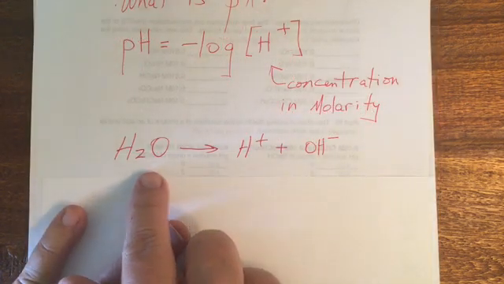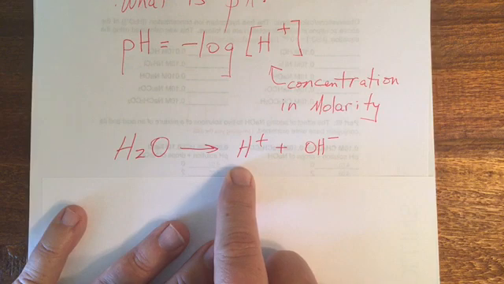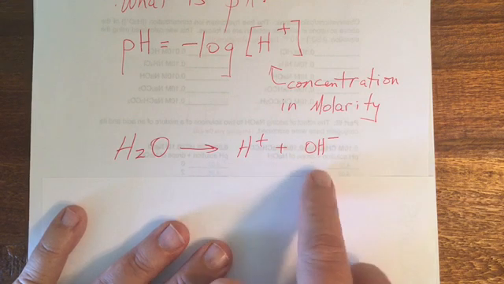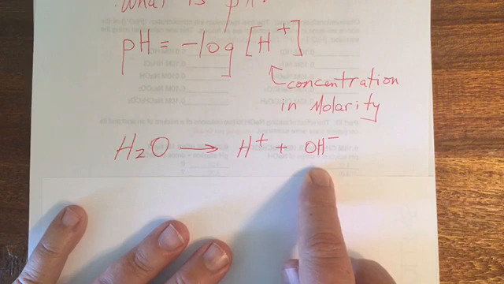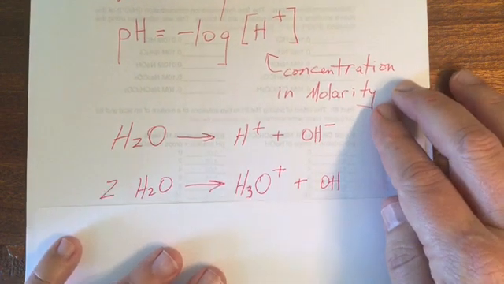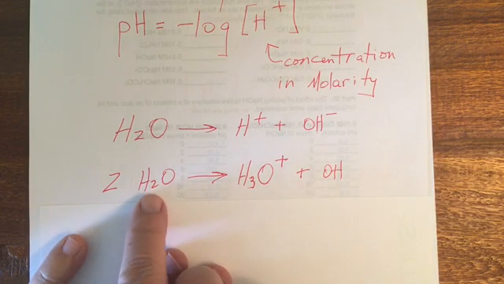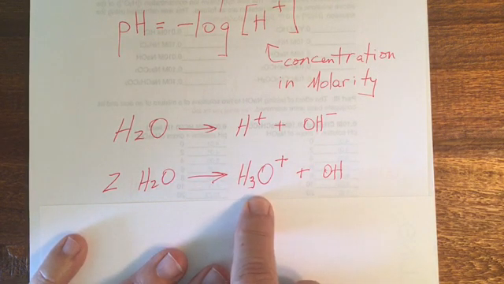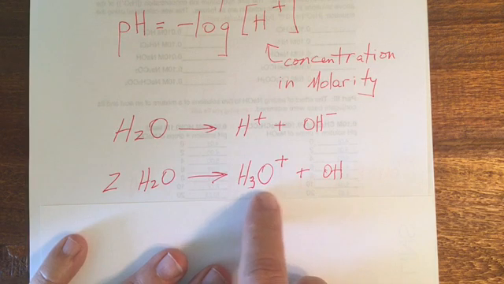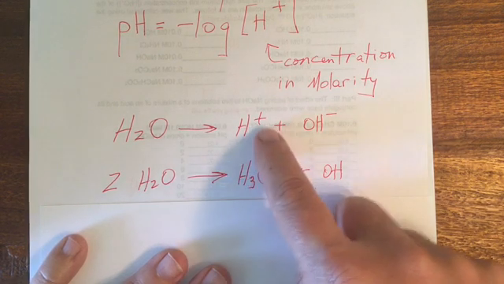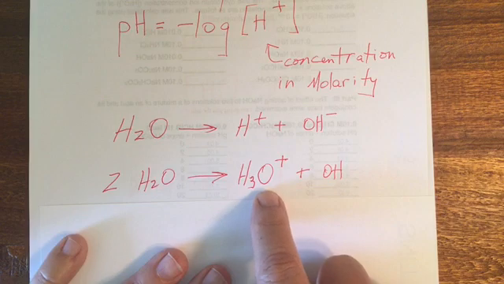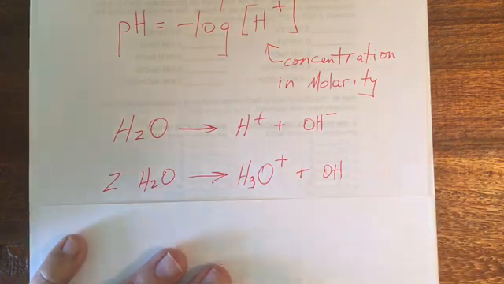Water ionizes into the hydrogen ion, which represents the acid, and the hydroxide ion, which represents the base. You can also look at this reaction written this way, where 2 molecules of water produce 1 molecule of H3O+. That's called the hydronium ion. That's essentially the hydrogen ion plus water, plus hydroxide.